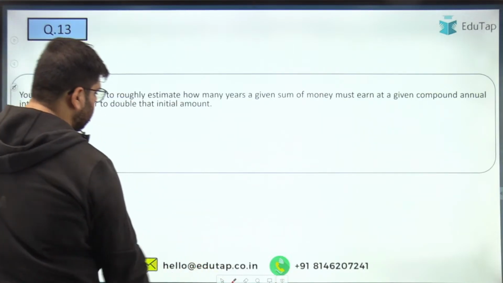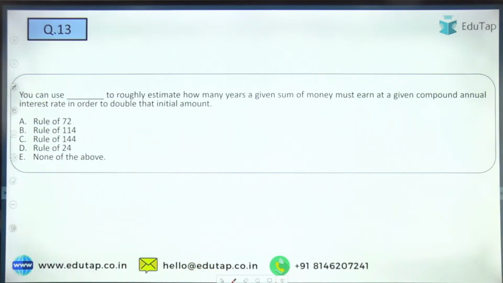Moving forward to question number 13. Now I will take some questions from basics of investment because many students were asking that please do some questions of basics of investments. So let's do some questions of basics for investments also. The question is right now on your screen. Question number 13.